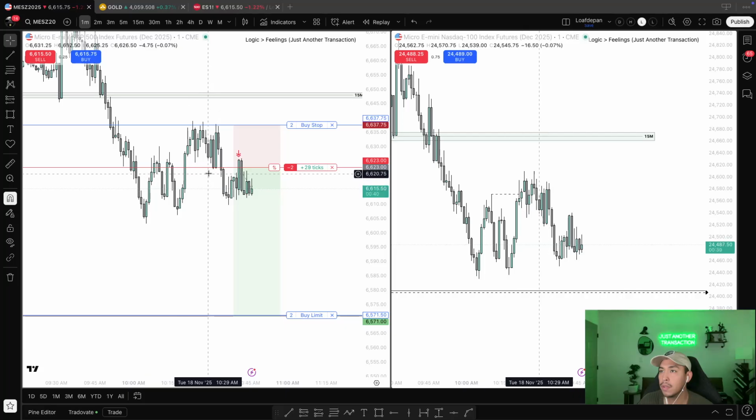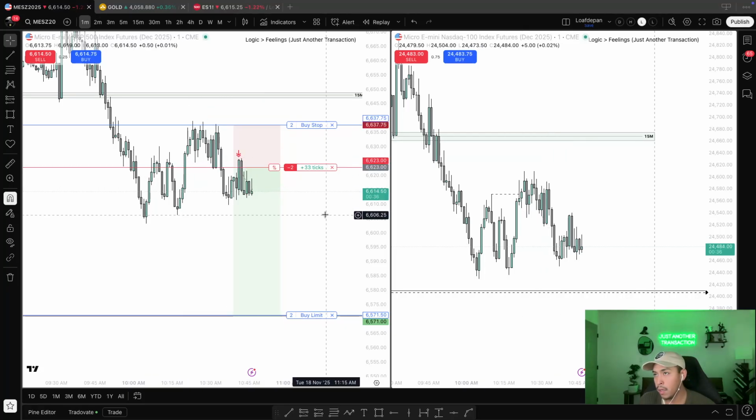Displacement, you have your inversion, you have your order block, and you have your fair value gap as well. So a couple PD arrays. If this fails, it is what it is.